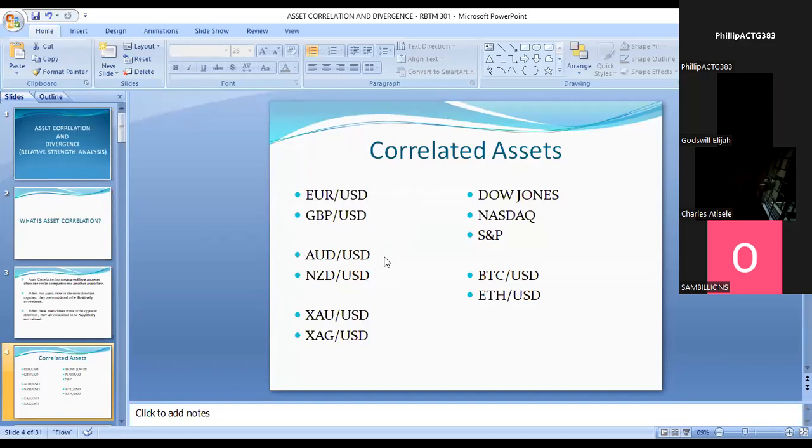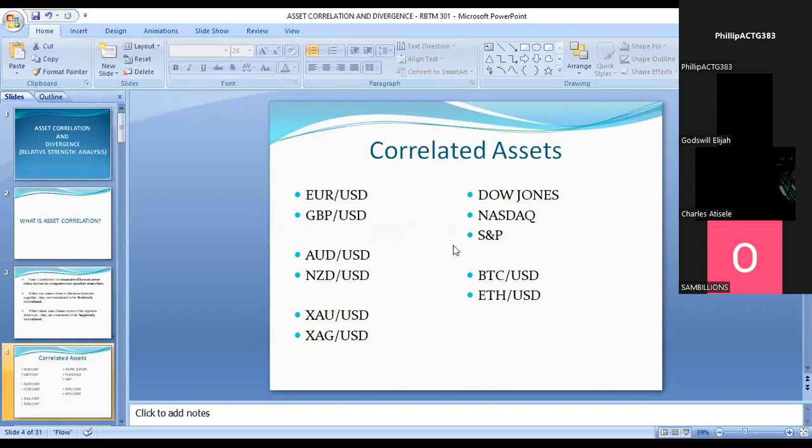The same thing goes for the others, AUD USD, NZD USD, then you have your gold and your silver. The gold is XAUUSD, the silver is XAGUSD. And then the same thing goes for these three guys. We refer to them as the indices. So the Dow Jones, which is the US 30, the NASDAQ, which is the US 100, the S&P, which is the S&P 500. Then you have your BTC USD, and then you have your Ethereum USD. So all these pairs of assets are correlated. They have a good correlation.